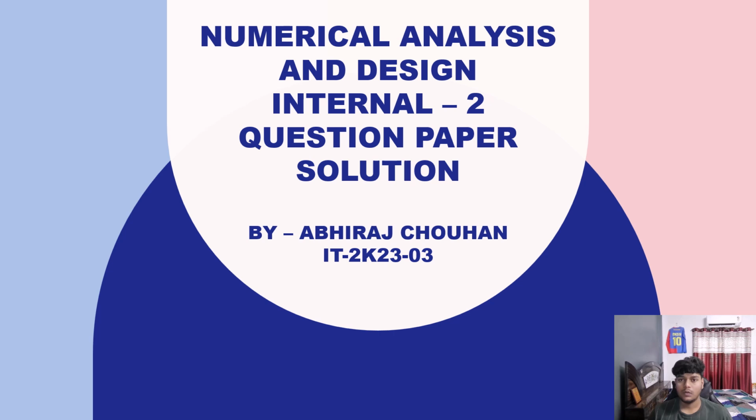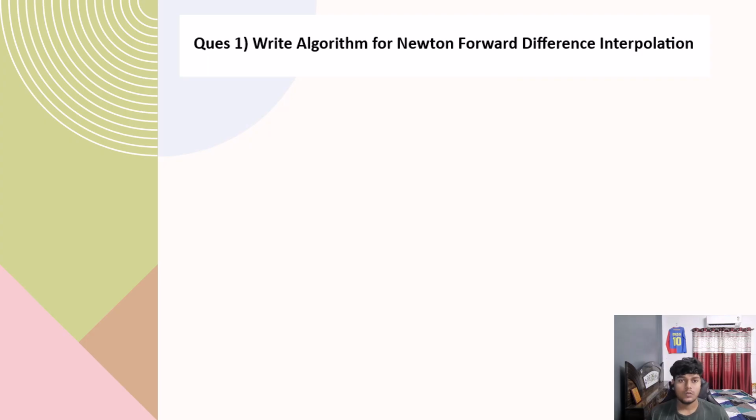Today I am solving the question paper of Internal 2 for my Numerical Analysis and Design assignment. So let's begin. Let's start with question number 1, which asks us to write an algorithm for Newton's forward difference interpolation formula. This method is used to interpolate a function value at a point using a set of equally spaced data points.